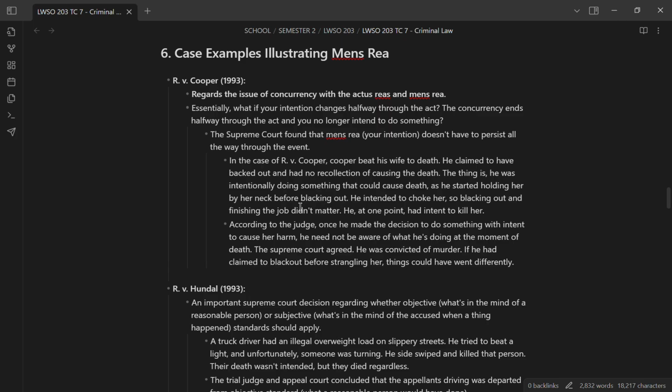So in this case, R v. Cooper. Cooper beat his wife to death. He claimed to have blacked out and had no recollection of causing the death. The thing is, he was intentionally doing something that could cause death.